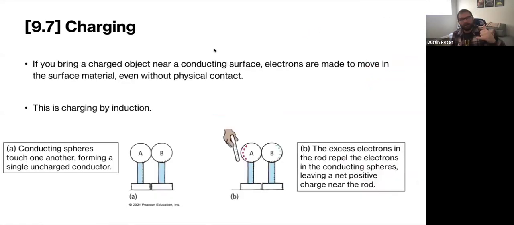Okay, now let's talk about charging by induction. This one's a little more tricky. And this is essentially charging something without physical contact. All right. First, let's consider conducting spheres touching one another. Okay, so we have sphere A, sphere B. They're conductors. And if you put them together, they essentially make one big conductor. Now, if we take a charged rod, like a rubber rod or something from that list that's more of an insulator, we can place it close, but not touching, to one side of spheres A and B.